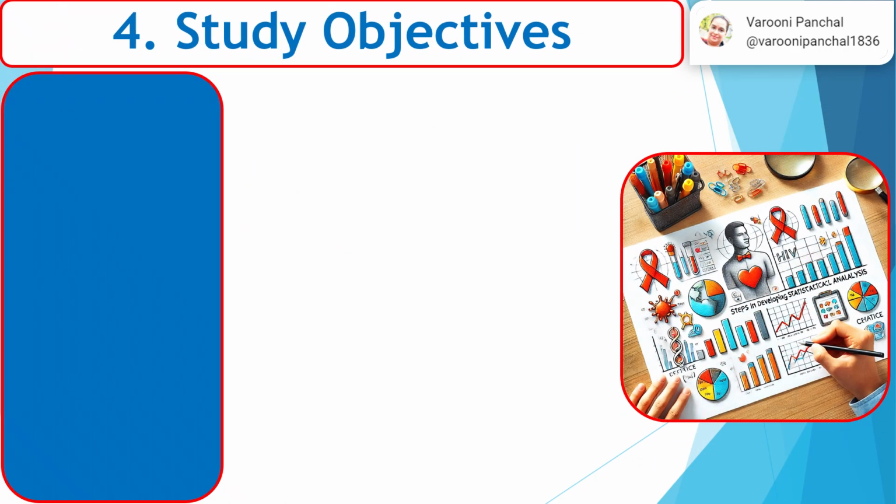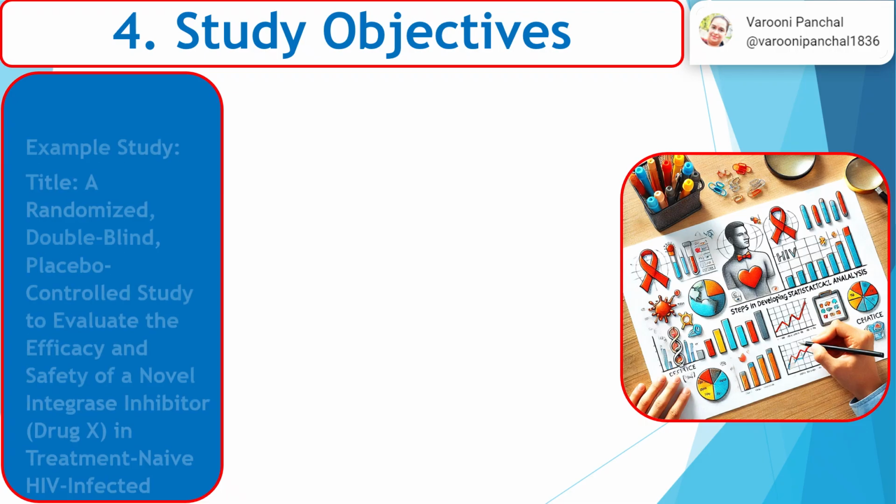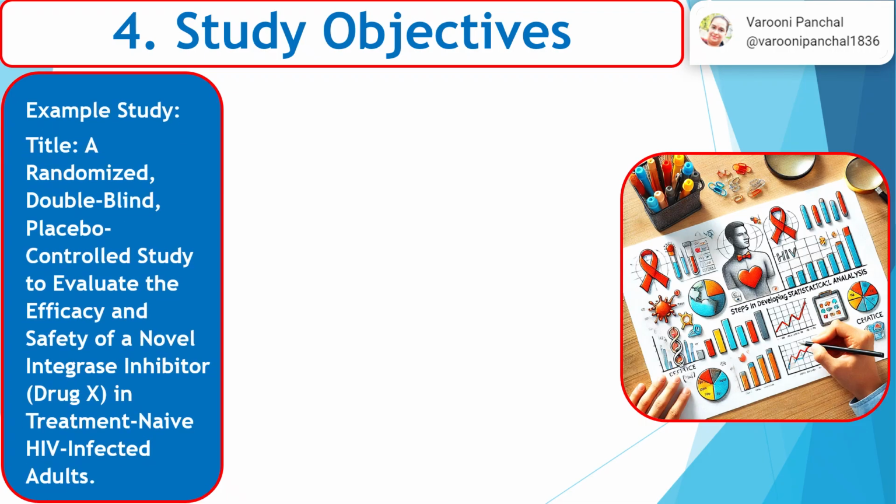Number 4, study objectives, elaborated with a real-world scenario. Example study title: a randomized, double-blind, placebo-controlled study to evaluate the efficacy and safety of a novel integrase inhibitor, drug X, in treatment-naive HIV-infected adults.